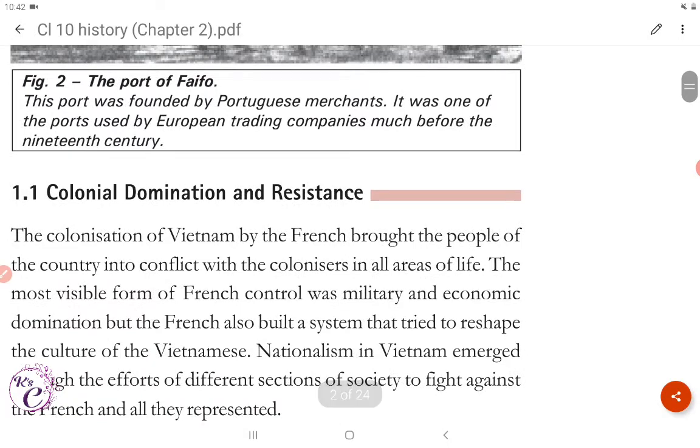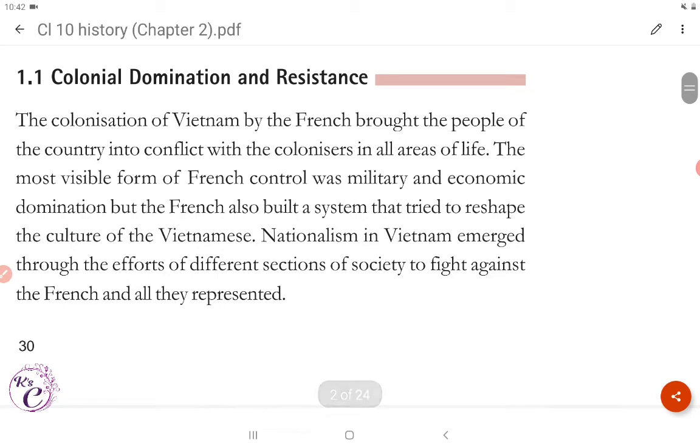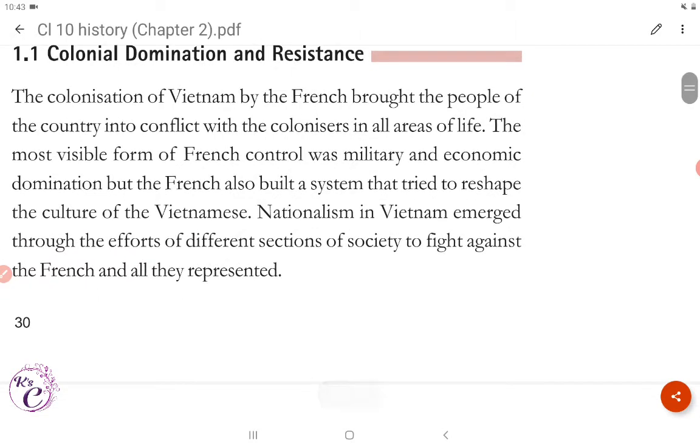1.1, Colonial domination and resistance. The colonization of Vietnam by the French brought the people of the country into conflict with the colonizers in all areas of life. The most visible form of French control was military and economic domination, but the French also built a system that tried to reshape the culture of the Vietnamese.